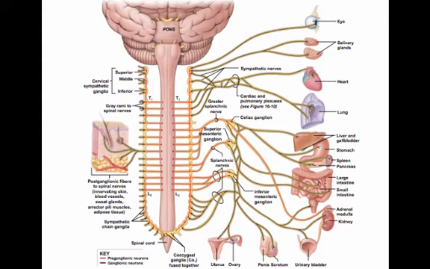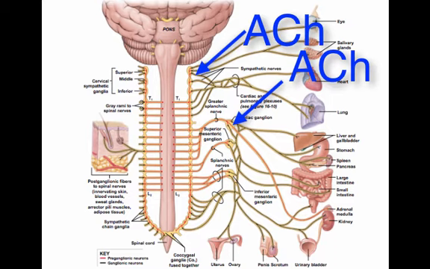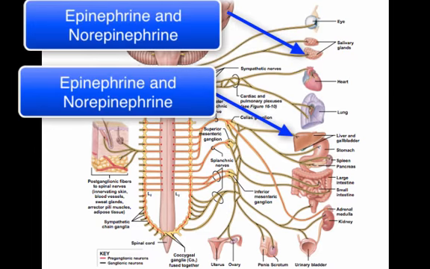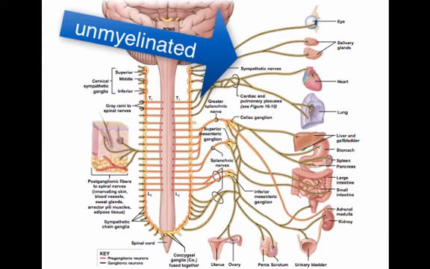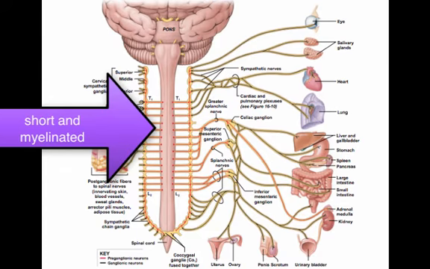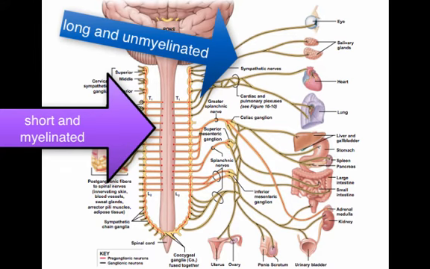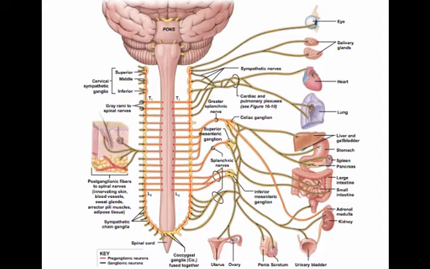In the sympathetic nervous system, the neurotransmitter released at all of the ganglionic synapses between the preganglionic neuron and the postganglionic neuron is acetylcholine. However, at the synapse between the ganglionic neuron and the target organ, either epinephrine or norepinephrine is released. The preganglionic fibers of the sympathetic nervous system are myelinated, whereas the postganglionic fibers that they synapse on are unmyelinated. Therefore, the preganglionic fibers are short and myelinated, while the postganglionic fibers are long and unmyelinated. The connection to the adrenal medulla is different.